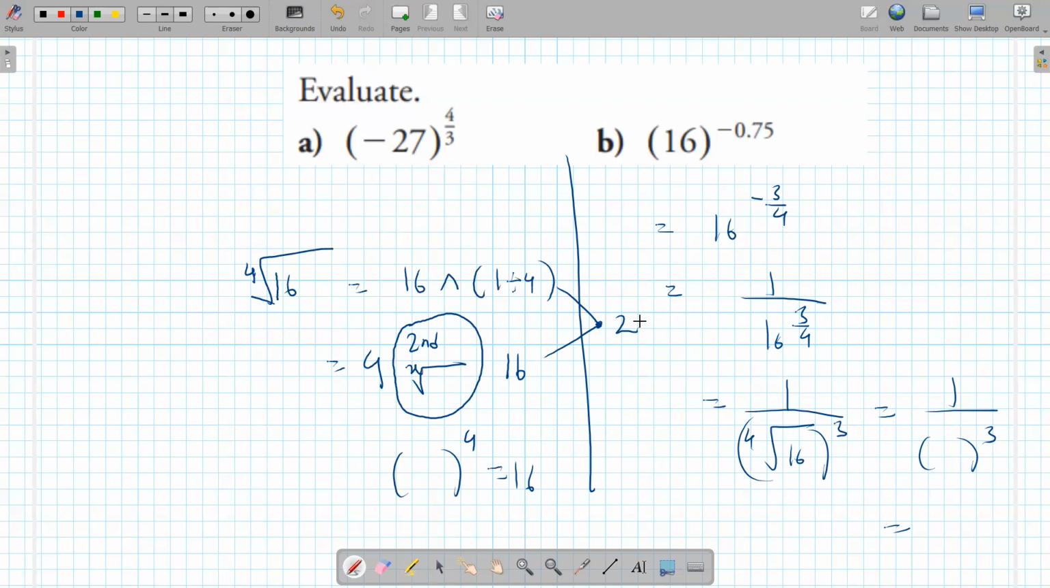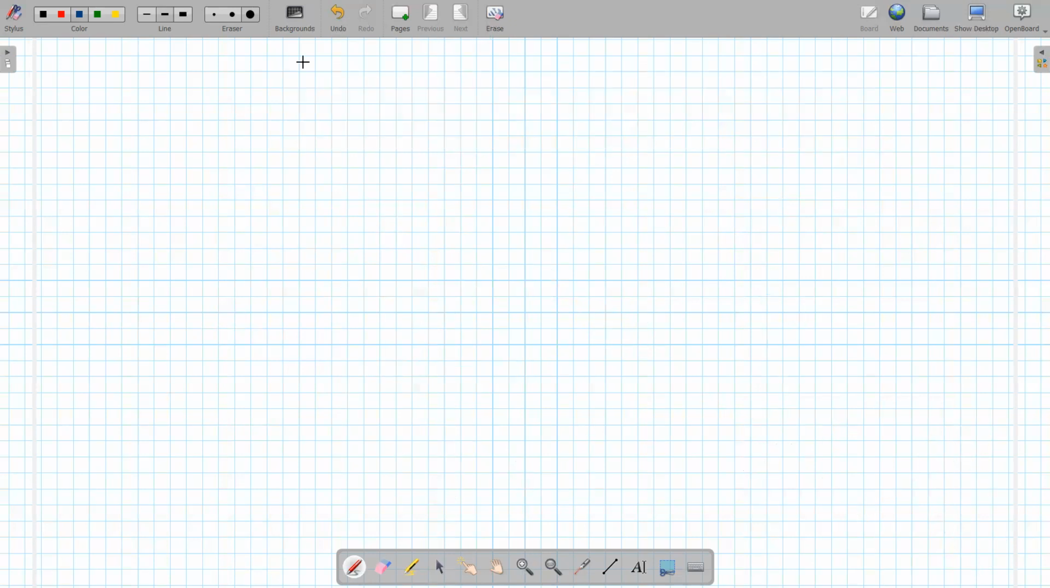Let me just double check. I don't have the calculator you have, so it's weird for me, but there's 2 ways to do this. So what's the 4th root of 16? It's 2. It is not 4, it is 2. So we have 1 over 2 cubed, you have 1 over 8, and that's going to be the final answer.